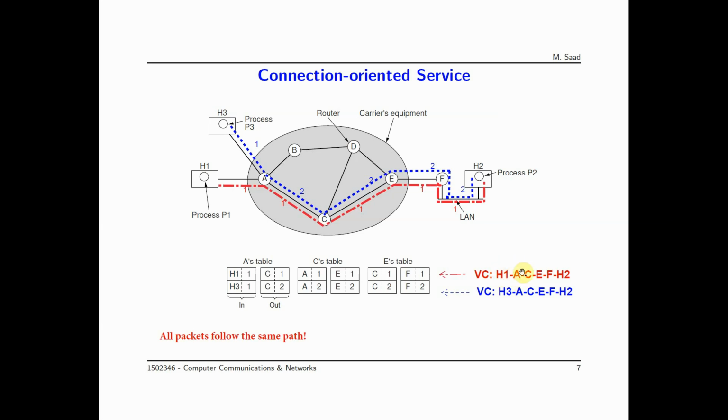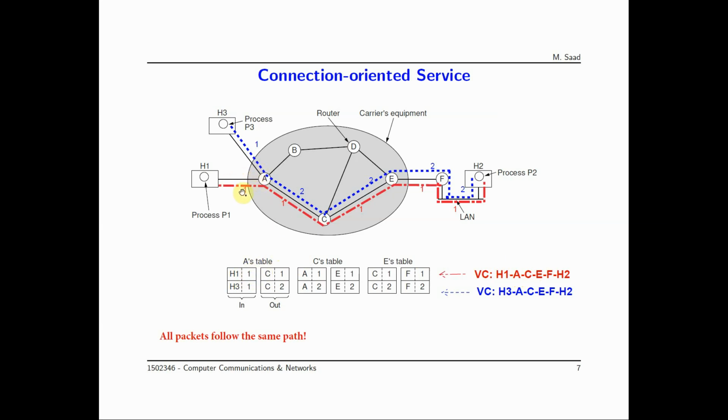Host 1, I'm talking about router A, or the table at router A. Incoming device, host 1, and outgoing device, router C. That's why you see host 1 here and router C here. What about the incoming virtual circuit identifier and outgoing virtual circuit identifier? In other words, incoming VCI, outgoing VCI.